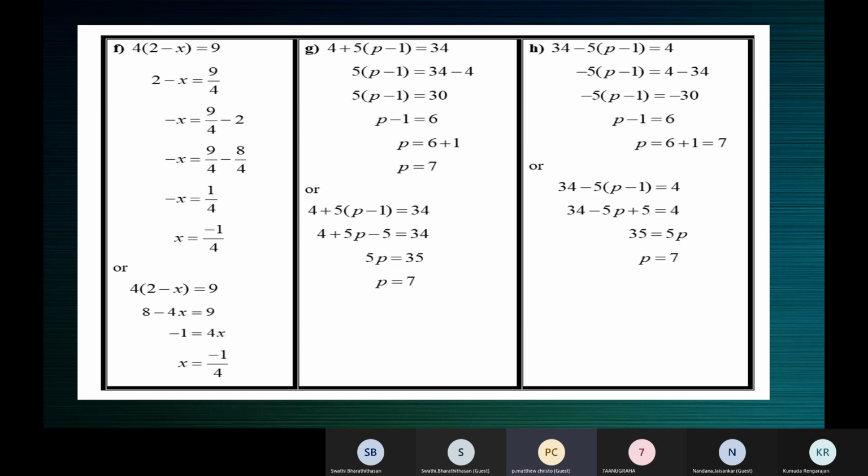Ma'am, again we should transpose minus 5 to the RHS, ma'am. No, that's what, but for that we use a particular method. What do we do?